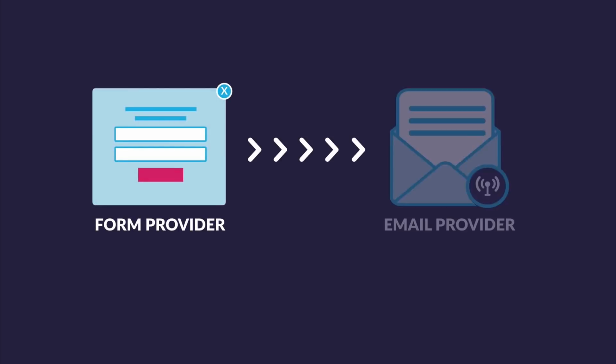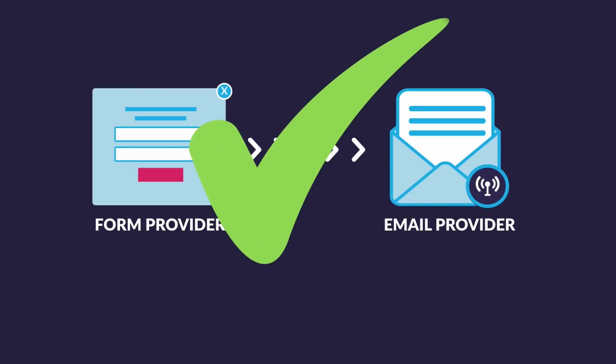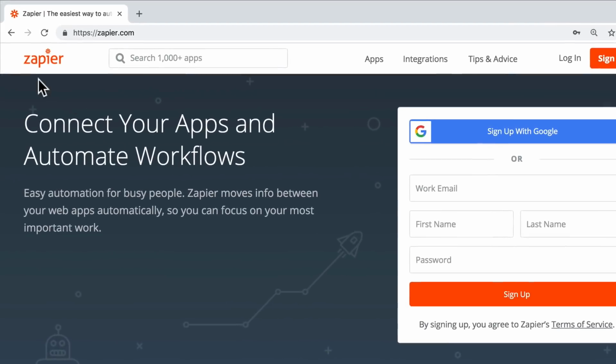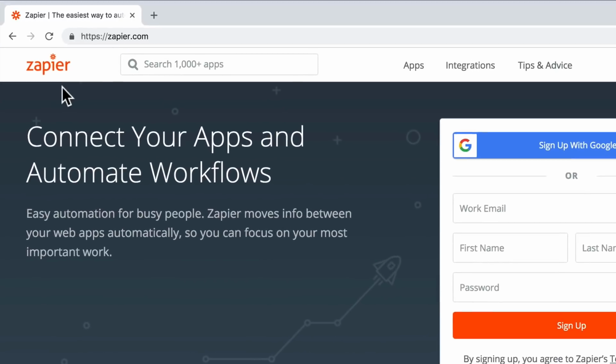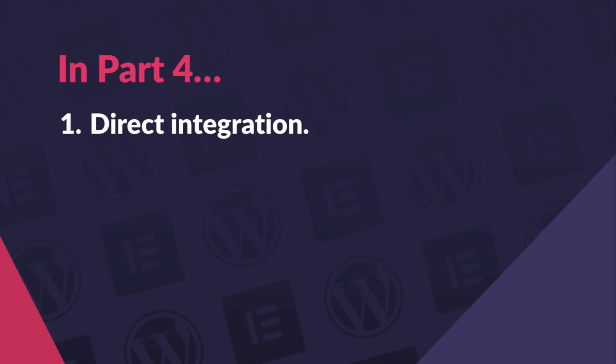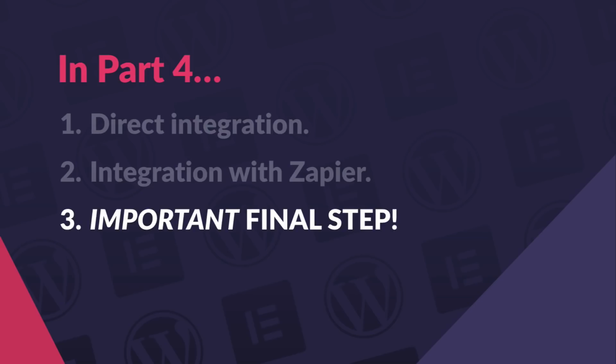How you tackle this depends on if your form has a built-in integration with your email provider. If it does, connecting it is easy. I'll show you that first. If it doesn't have a direct integration built in, don't panic. We'll use a free service called Zapier to do the job instead, and I'll show you how to set that up too. And finally, whichever method you use to connect your form, I'll explain a vitally important thing you need to do once it's all connected. Do not miss that final step.